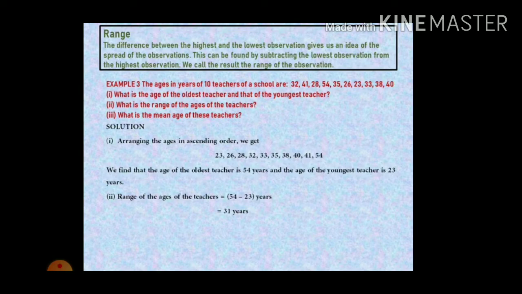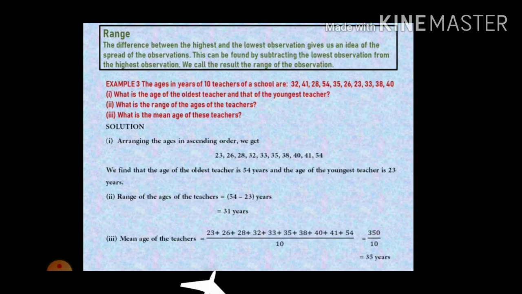So what is the formula to find the mean? That is to add all the observations divided by the number of observations. So we can say that the mean age of teachers is equal to 350 divided by 10, and the answer is 35 years. Now let us learn about the next type of central tendency or representative value.